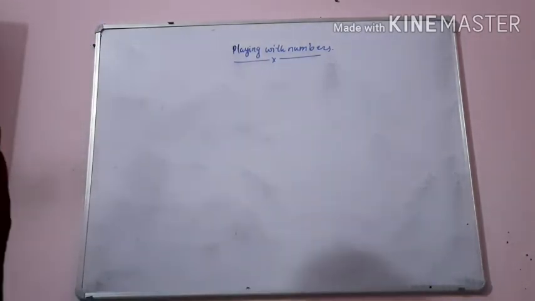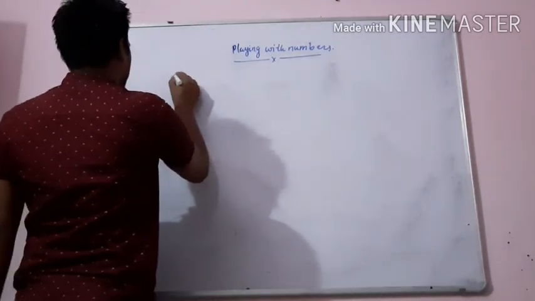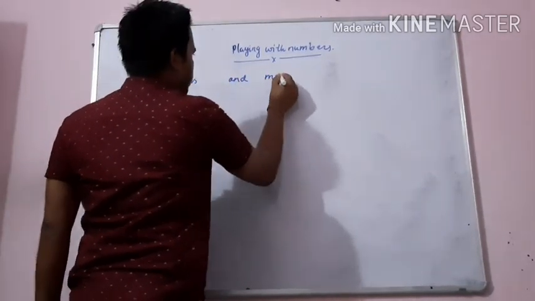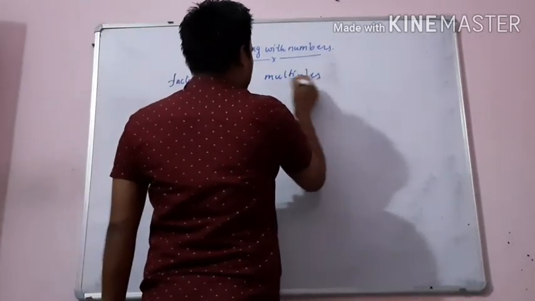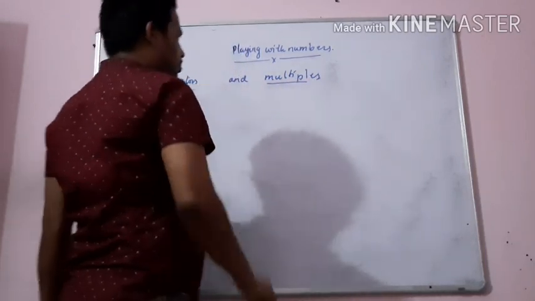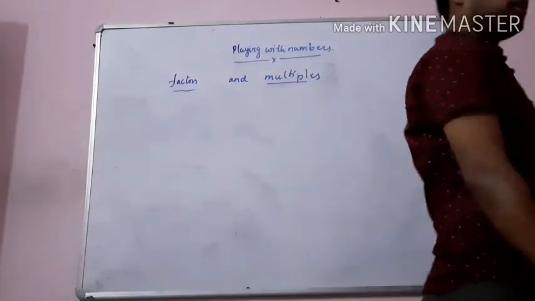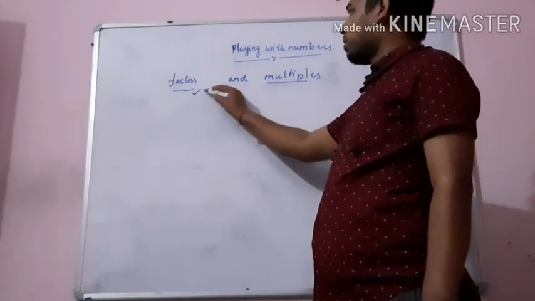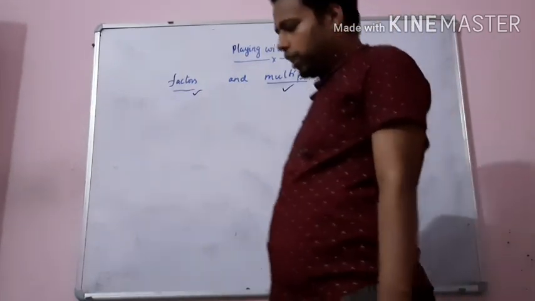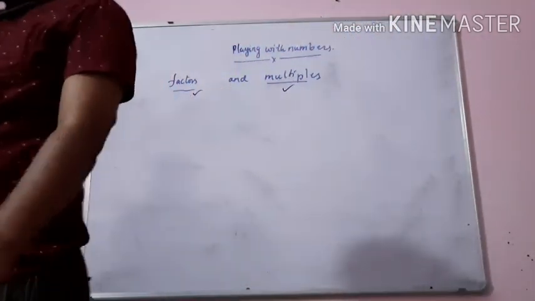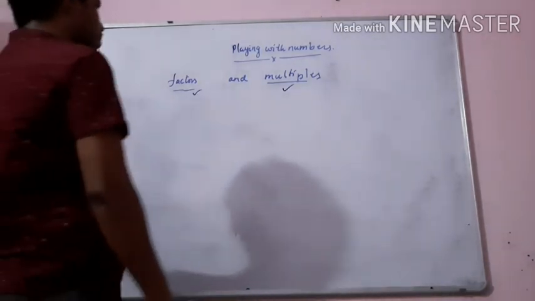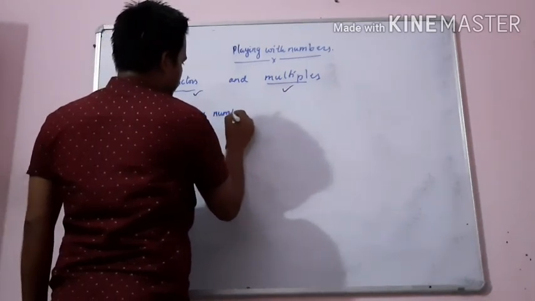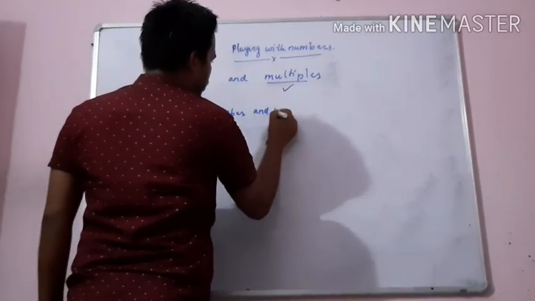In last video class, we discussed factors and multipliers. We have seen the property. Many of the students have not written the properties. The statements given regarding factors and multipliers, you have to write them. Now, today we are going to discuss prime numbers and composite numbers.